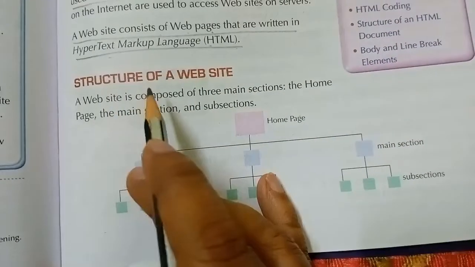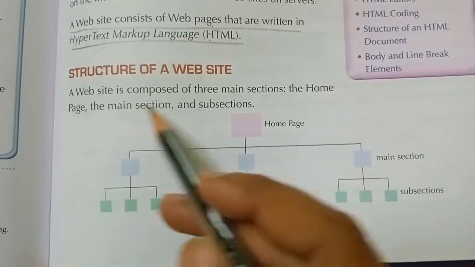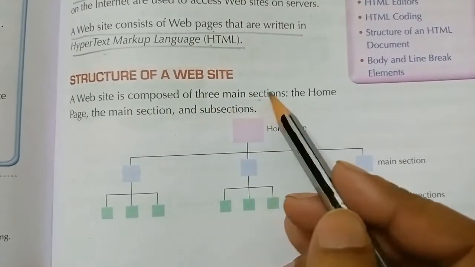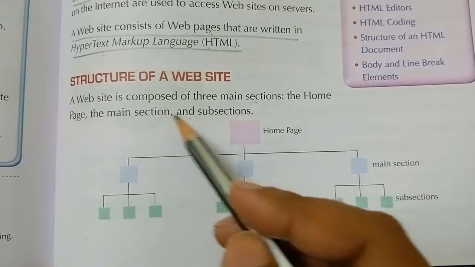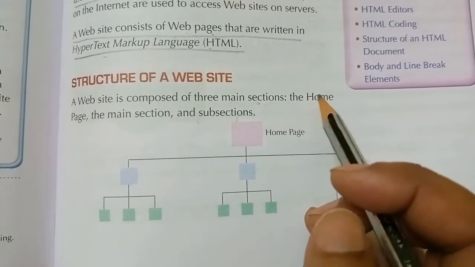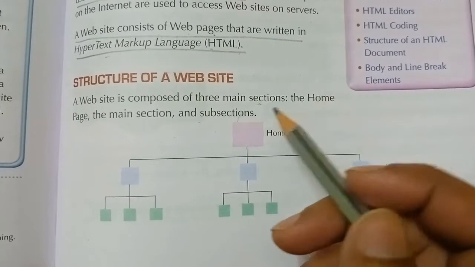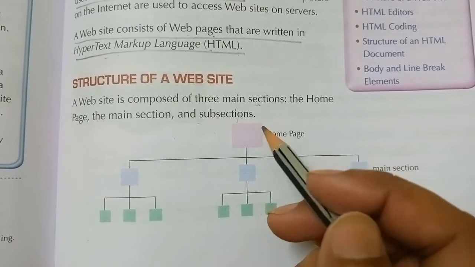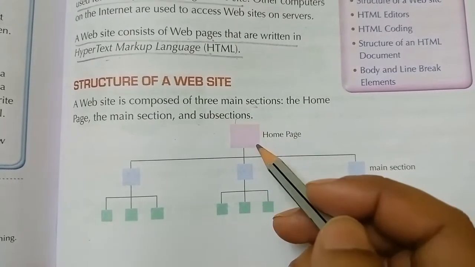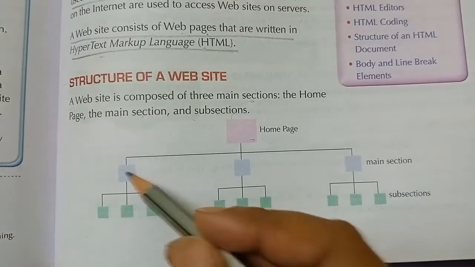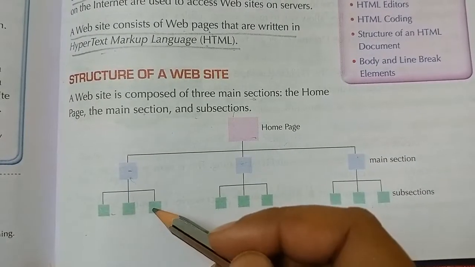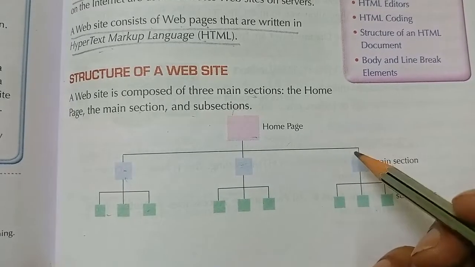Now what is the structure of a website? So you have to understand what is the structure of a website. What are the things present in a website? A website is composed of three main sections: the home page, the main section, and the subsection. Okay, so I told you already in the previous chapter what is home page. Home page is the main front page of any website. Okay, the first page of any website is a home page. So three main sections are there. The first section is home page. Then main section. Then again below that there are subsections. So these are the three main parts of a website.